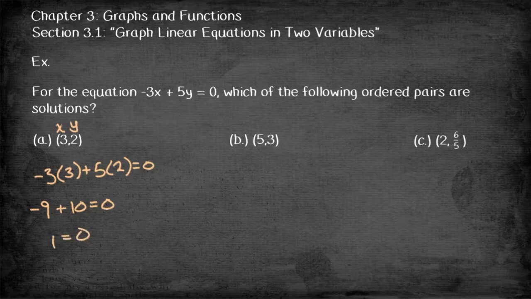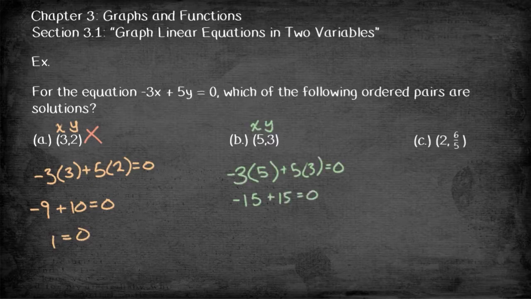Alright, so we end up with 1 equals 0, which is definitely not true. Don't let anyone else tell you otherwise. Alright, for b we have 5, 3. Hey, nice, we got a true statement.